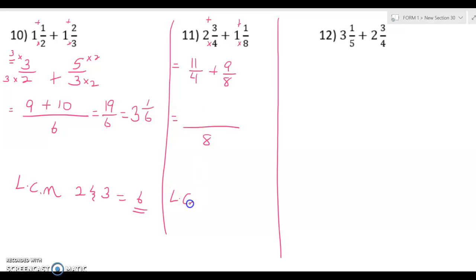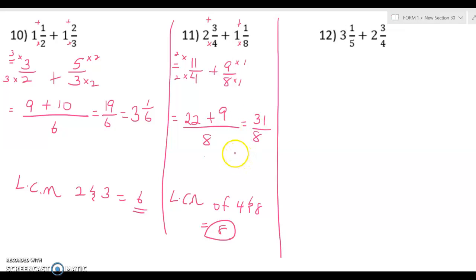Alright, so the LCM of 4 and 8, again, so let's go ahead. 11 over 4. So 4 times what number gives me 8? 4 times 2. So I have to do the same thing at the top. So 11 times 2, which is 22, plus, look at the 9 over 8 now. 8 times what gives me 8? 8 times 1. We're doing the same thing at the top now. So 9 times 1, 9. And you just go ahead and add, you're going to get 31 over 8.